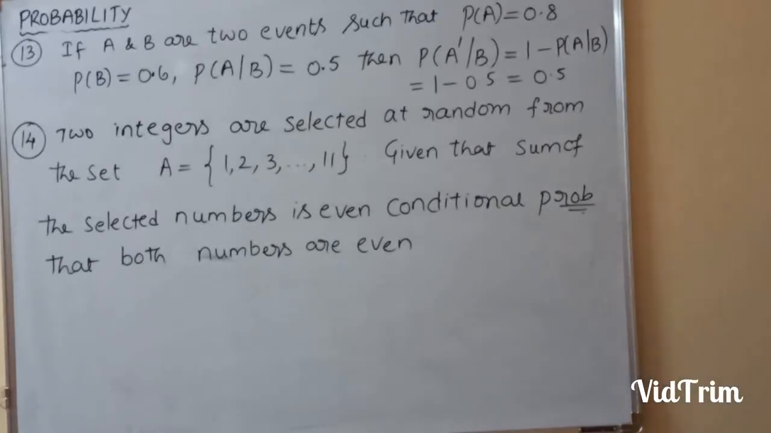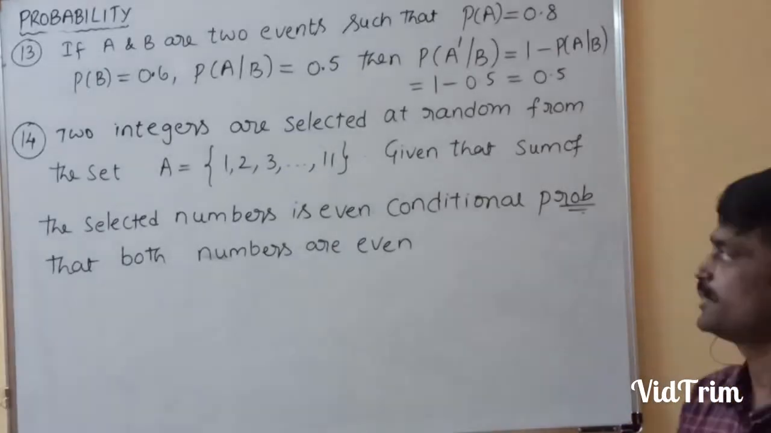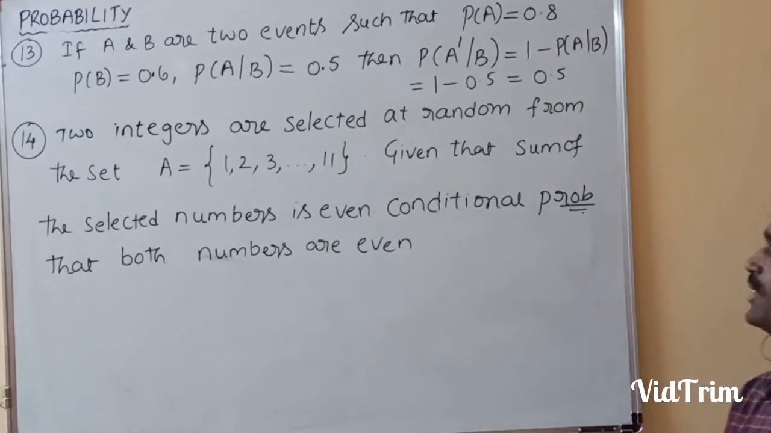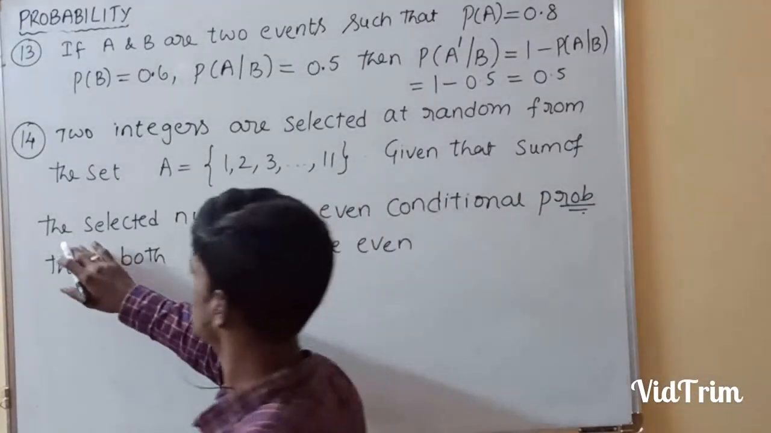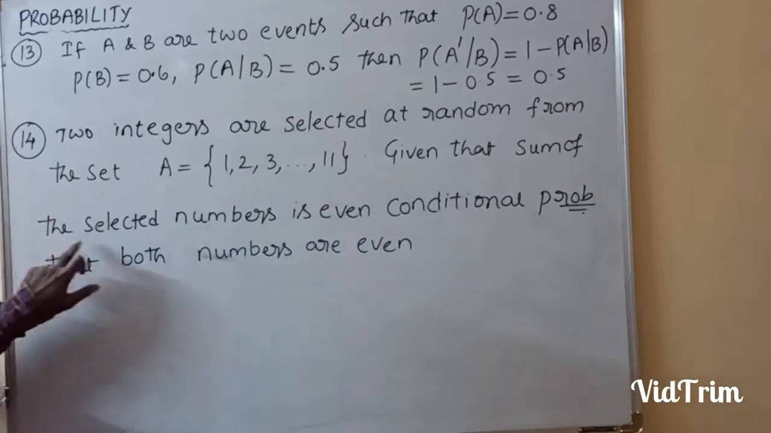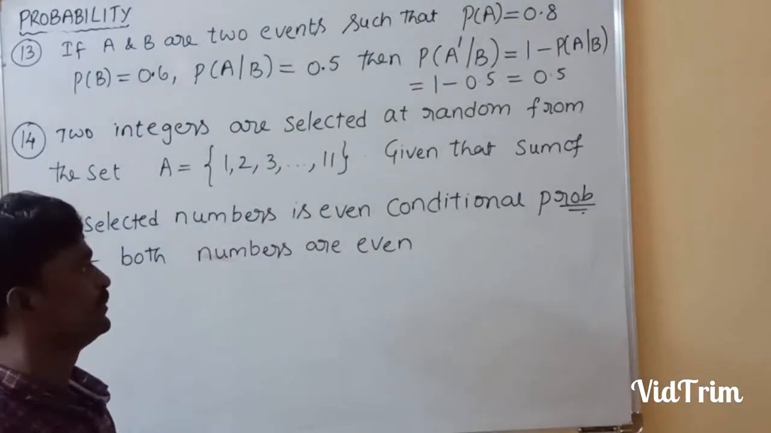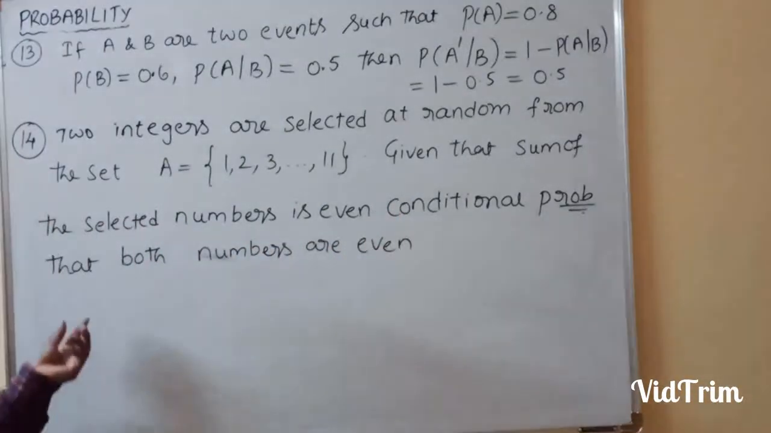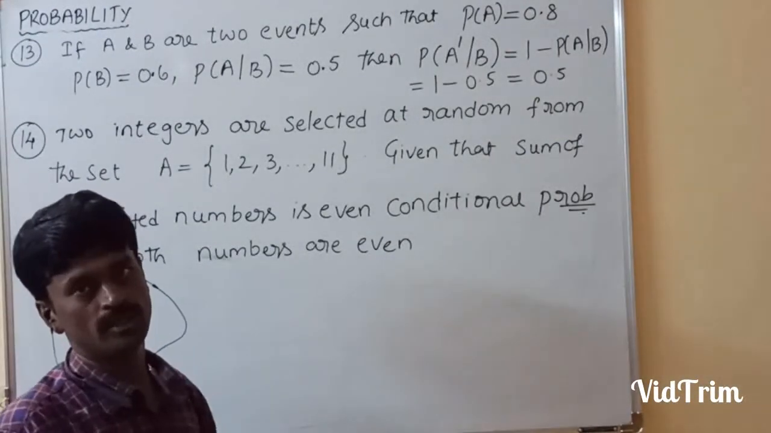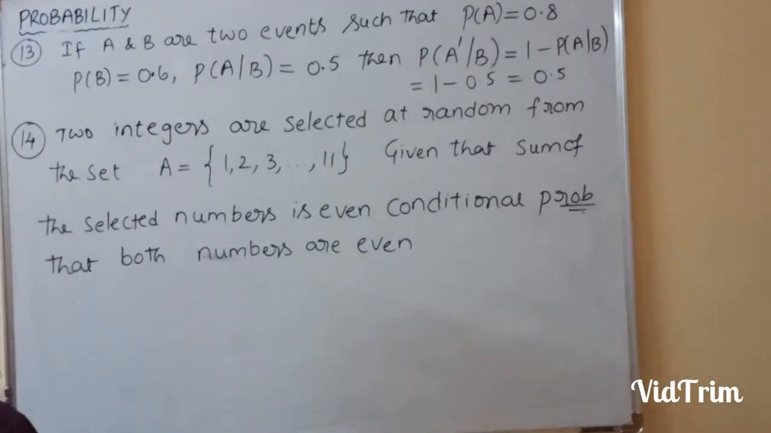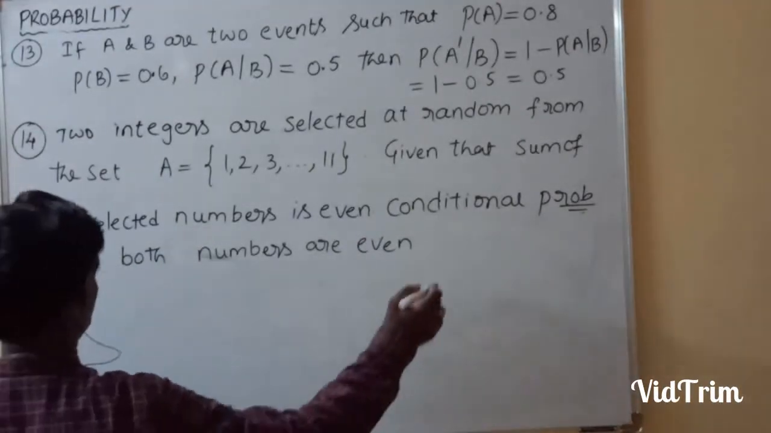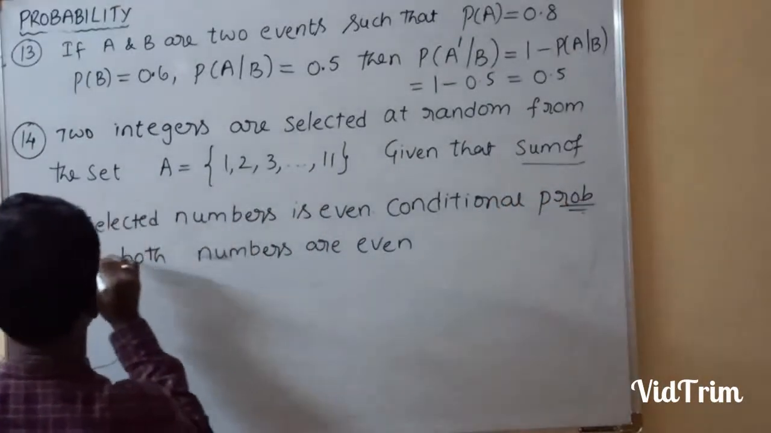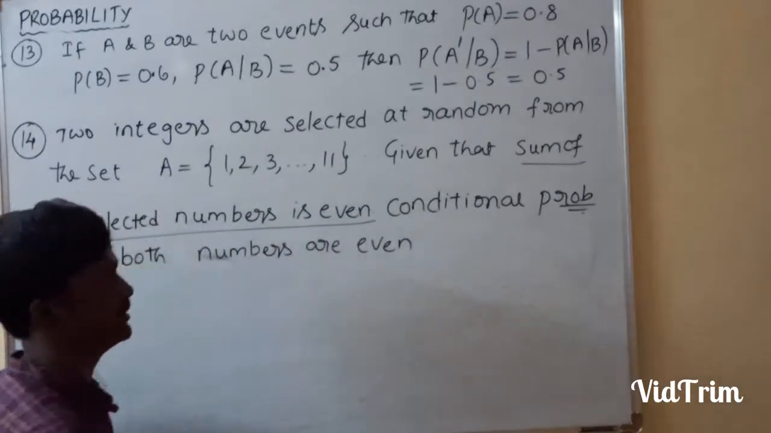So this is the JW problem. Two integers are selected from the set capital A equal to 1, 2, 3 and so on up to 11. Given that the sum of the selected numbers is even, find the conditional probability that both numbers are even. So here we have two events. The first event is what? The sum of the selected numbers is even.